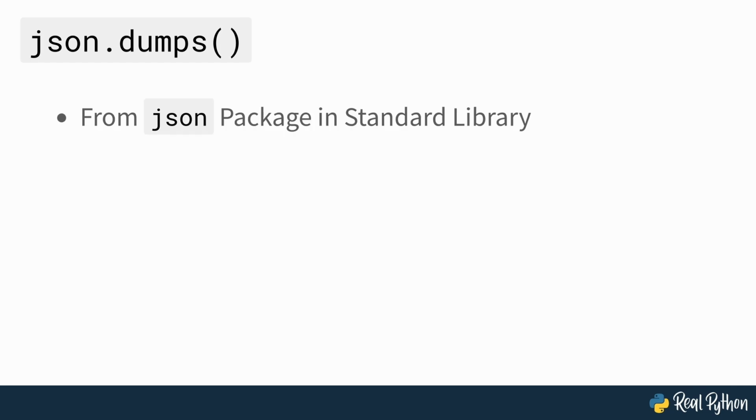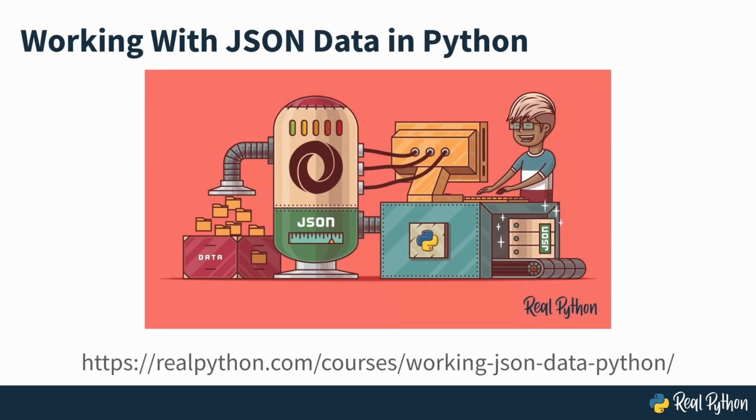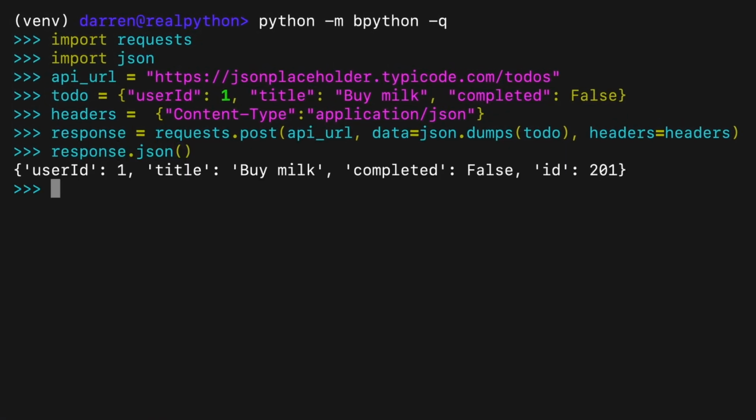Note that json.dumps comes from the json package in the standard library. This package provides useful methods for working with JSON in Python, and you can learn more about it in this Real Python video course. Once the API responds, you call response.json to view the JSON. The JSON includes a generated ID for the new to-do. The 201 status code tells you that a new resource was created.